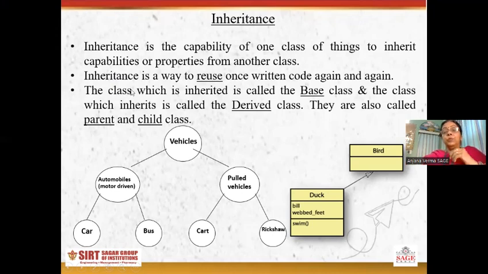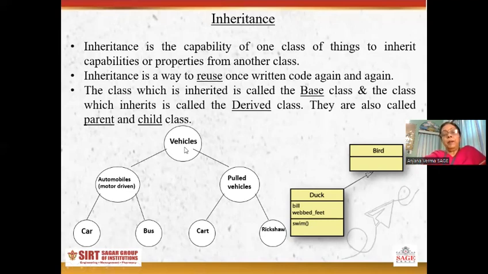Inheritance is a way to reuse things. Means the superclass properties are inherited in the subclass. You can say base class properties are inherited in the derived class, or parent class properties are inherited in the child class. Properties inherited means class has two things, data members and functions. If you can access data members and functions in the subclass, you can say inheritance is here.